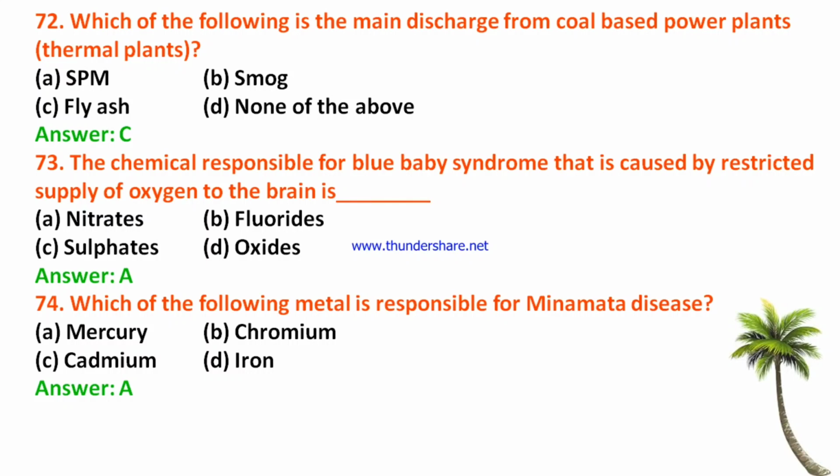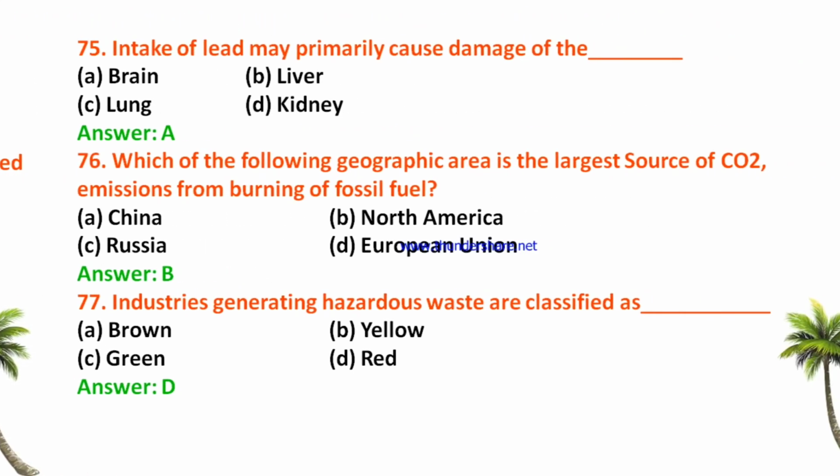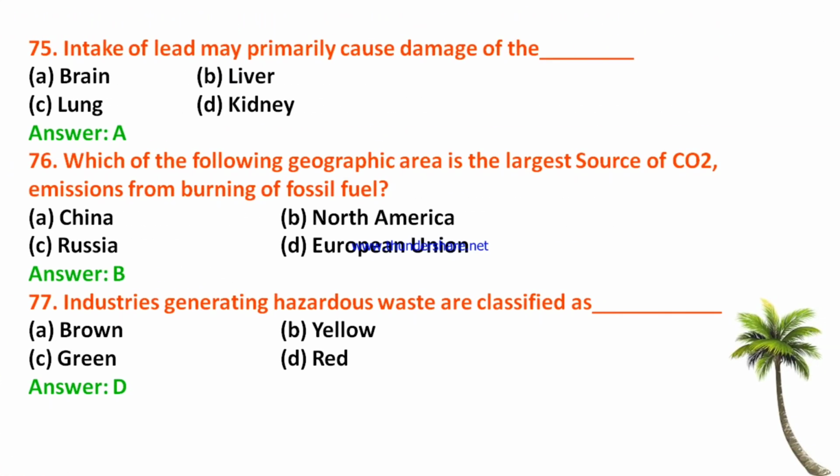Which of the following metals is responsible for Minamata disease? Mercury, chromium, cadmium, or iron. And mercury is the only metal which is responsible for Minamata disease. Next, intake of lead may primarily cause damage to the brain, liver, lung, or kidney. And the right answer is brain. Intake of lead may primarily cause damage to the brain, not lung, not liver, not kidney. It only affects the brain.